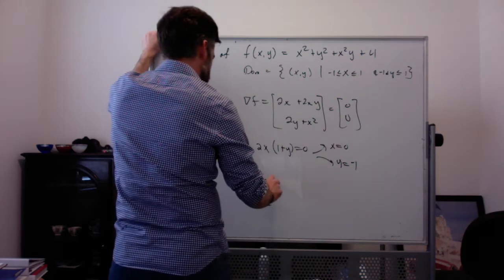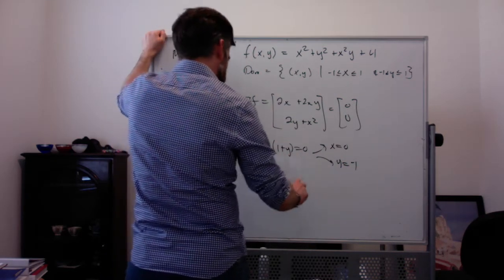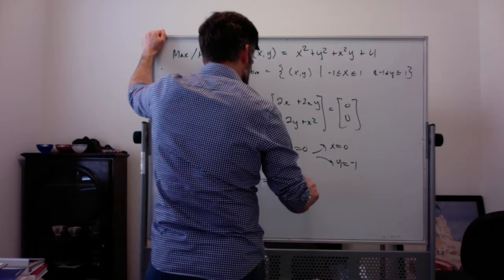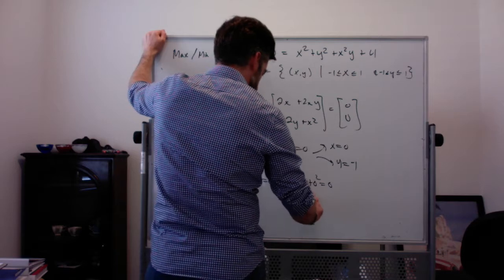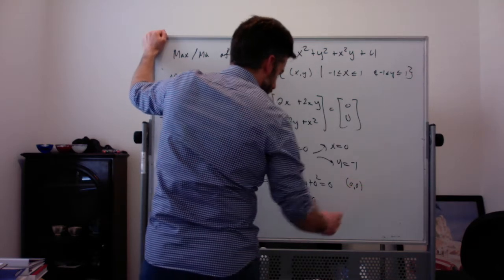Plugging in x equal to 0 to the second equation, we get 2y plus 0 squared equals 0, which leads to y equal to 0. So 0, 0 is a critical point.